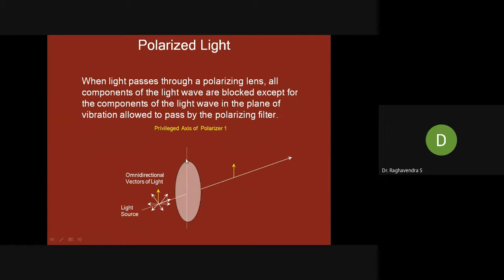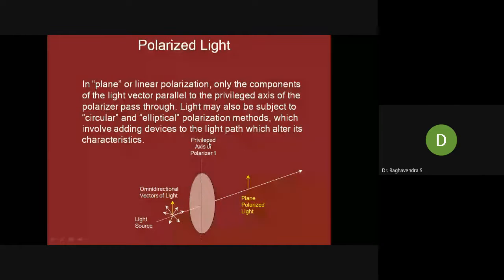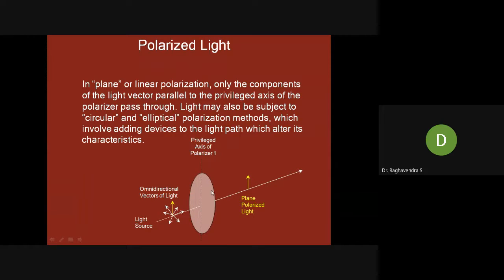Using the polarizer. In a plane or linear polarization, only the component of the light vector parallel to the axis of the polarizer will pass through. Light may also be subject to circular or elliptical polarization, because in whichever direction you want, you can make it. If you want a straight direction, it will move only in a straight direction, just perpendicular. If you want an elliptical direction, it will go in a circular direction. You want to mount the polarizer in a proper way. Whether you want a circular wave, a plane, or an elliptical shape, all depends on how you mount the polarizer.